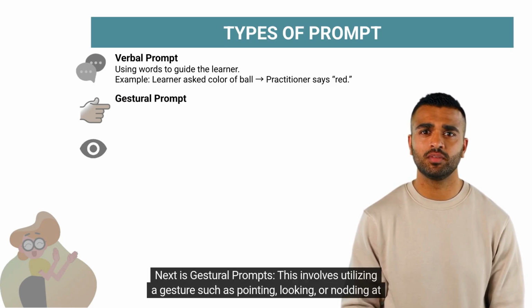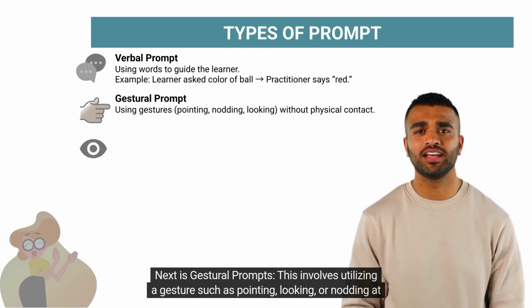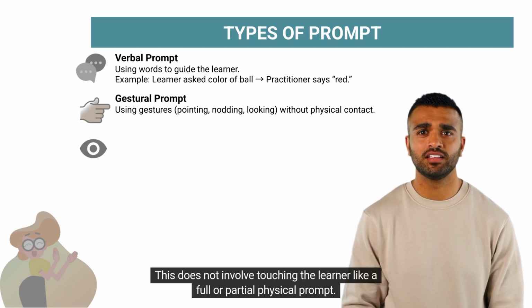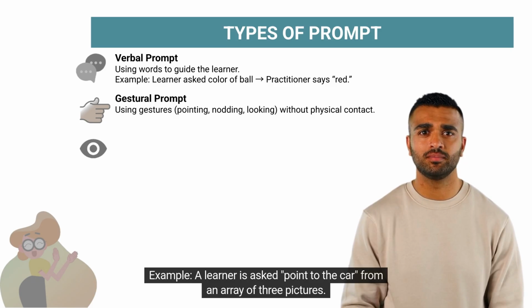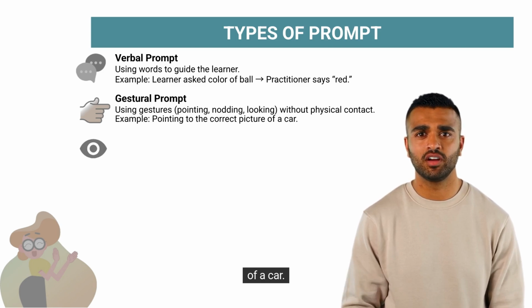Next is gestural prompts. This involves utilizing a gesture such as pointing, looking, or nodding at something as a prompt for a learner. This does not involve touching the learner like a full or partial physical prompt. Example, a learner is asked to point to the car from an array of 3 pictures. The learner does not answer, so the practitioner provides a prompt by pointing at the correct picture of a car.